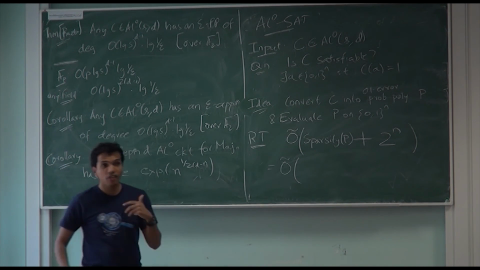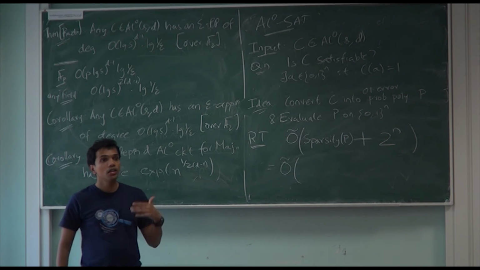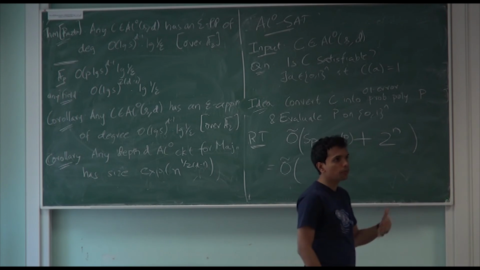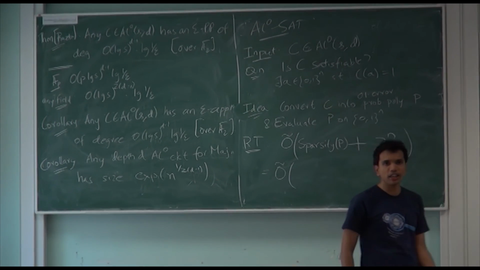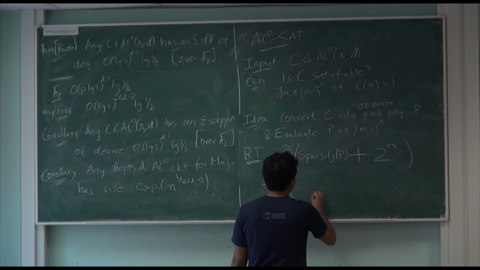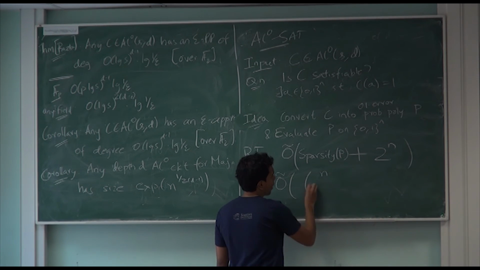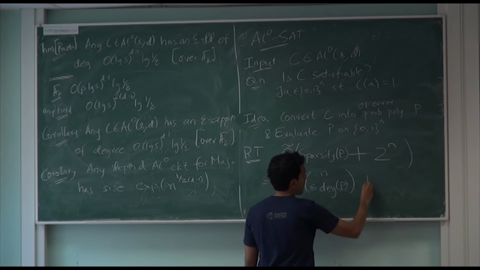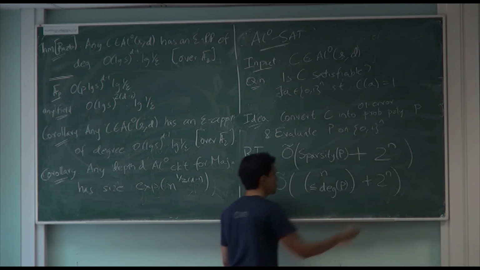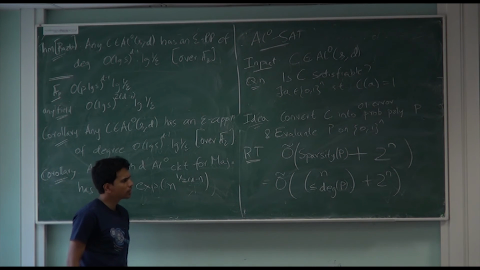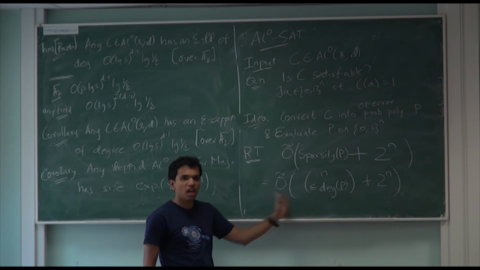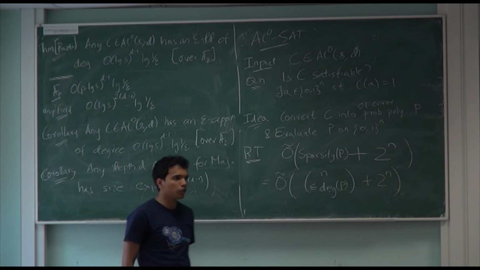Suppose I have a degree D polynomial. The number of monomials it could have, its sparsity, could be something like n choose 0 plus n choose 1, all the way until n choose the degree of the polynomial. So this is something like the sum of the binomial coefficients up to the degree of P. I hope this notation is clear.